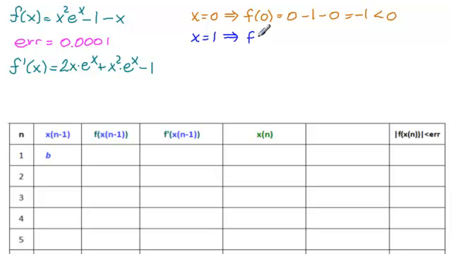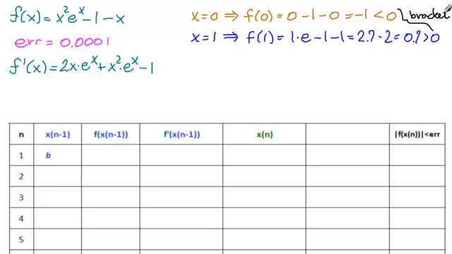So f of 1 equals 1 times e minus 1 minus 1. E is 2.7, minus 2, so this is 2.7. We're only caring about the sign. Minus 2 equals 0.7, and that is positive. So we've bracketed our root. We don't care about the interval. We're going to start with x equal to 1.